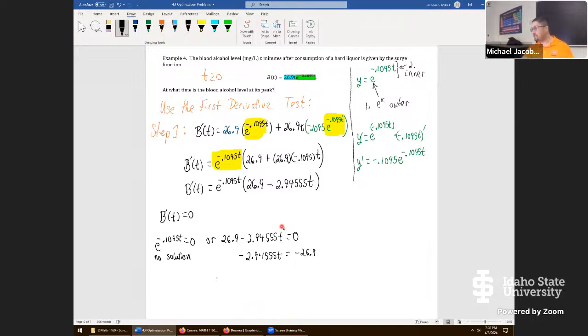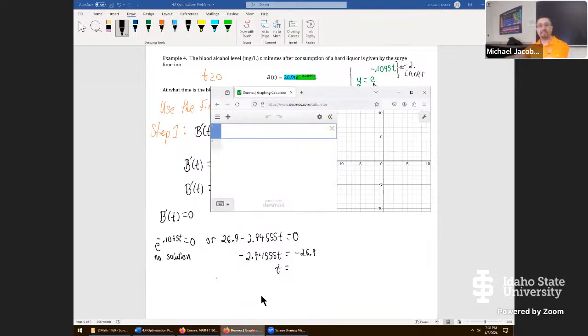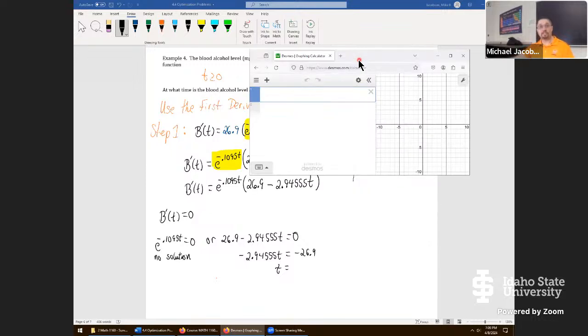So we have negative on both sides. Next, divide both sides by this quantity right here. And here's our standard reminder. You will absolutely need a calculator for the upcoming exam. So definitely don't forget to bring the one you're most familiar with.